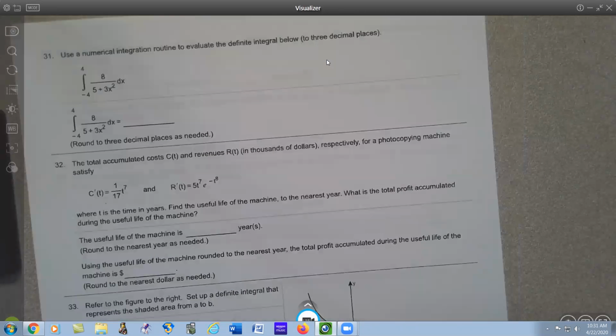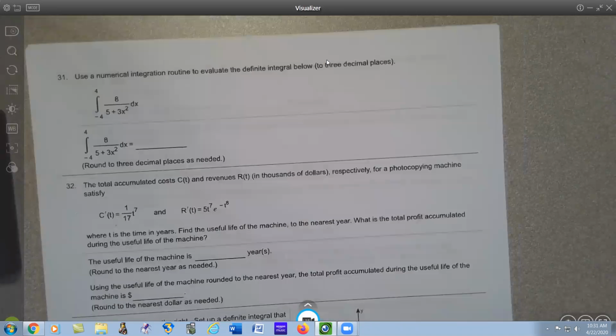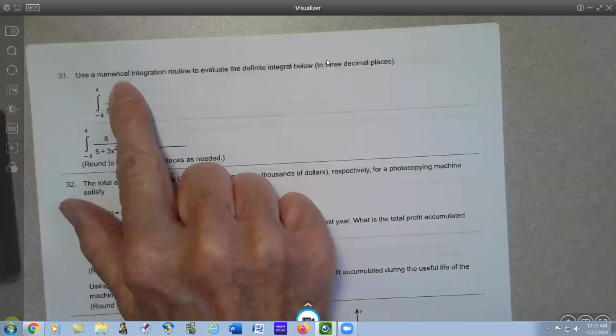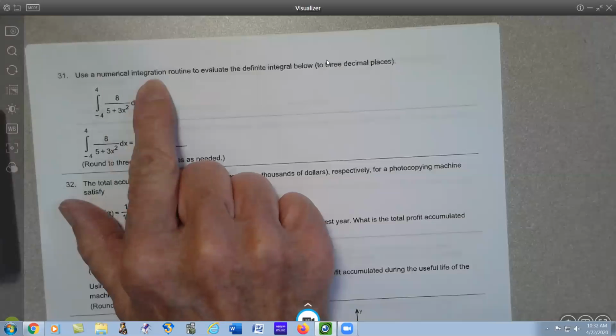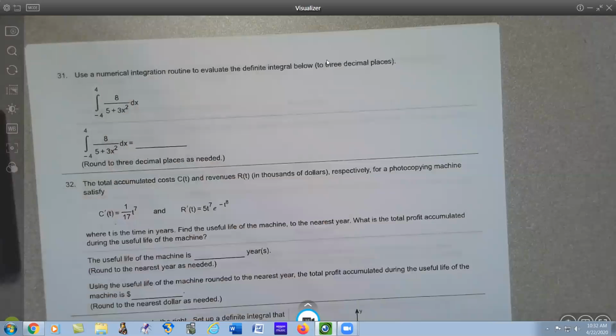Okay, Derek, I'm going to ask you a question. What does that mean to do? Derek, do you remember? Use numerical integration routine. It means use the calculator. Yes, sir. Use the calculator. If you see that, you just go straight to the calculator. All right. Why they can't say that, don't ask.